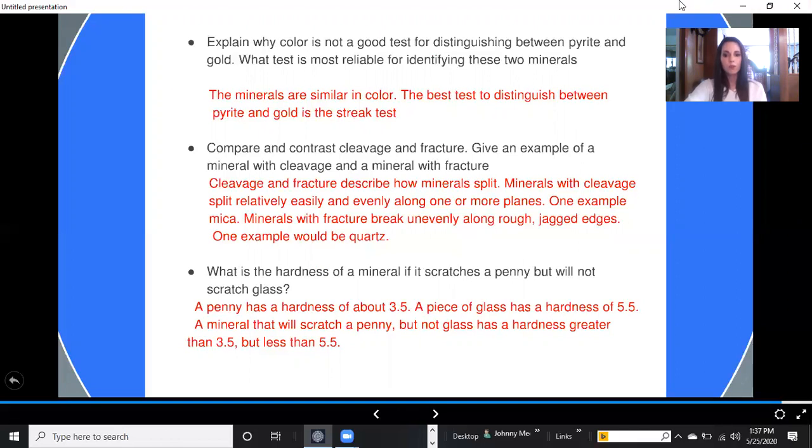What is the hardness of a mineral if it scratches a penny but will not scratch glass? So if you looked at your Mohs hardness scale from our last lesson, you saw that a penny has a hardness of about 3.5. A piece of glass has a hardness of about 5.5. So a mineral that would scratch a penny but not glass has a hardness greater than 3.5 but less than 5.5. And you remember we talked about last time the fact that when testing for hardness, a lot of times it's going to be a range between two of those known minerals out of the 10.